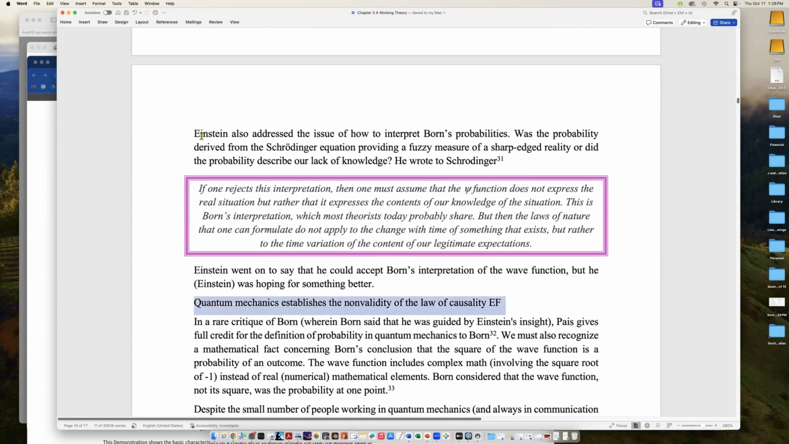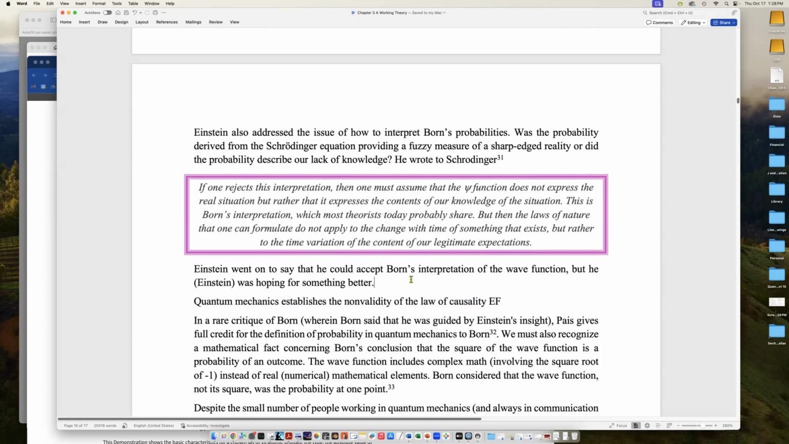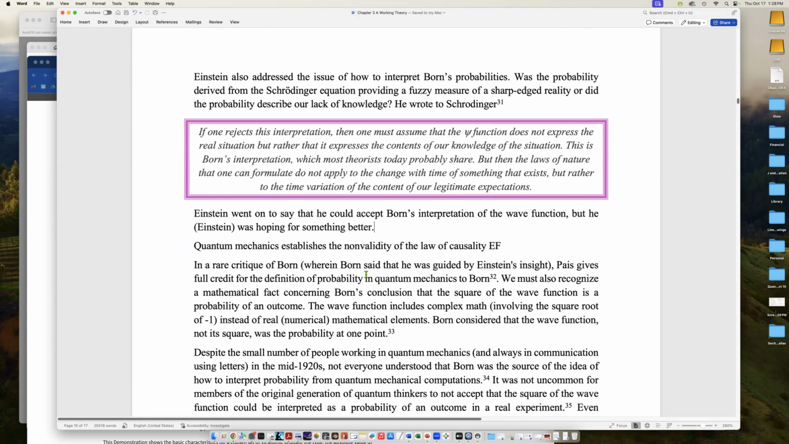I should have highlighted this. This is something I wrote. I'll deal with that some other time. The new copy that you'll have will have that highlighted.